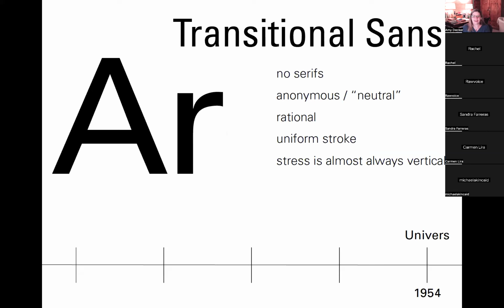Transitional sans, no serifs. Anonymous, neutral, rational, uniform stroke. Stress is almost always vertical. Designed in 1954.